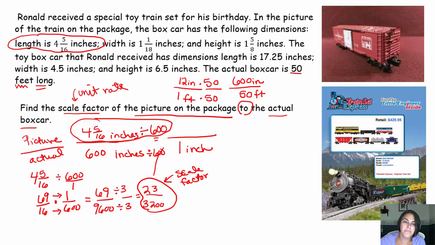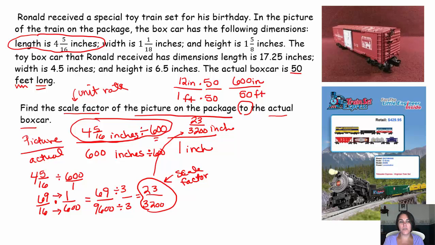Okay? That means that if the actual boxcar was just an inch long, the length of that boxcar in the picture on the box would be 23 out of 3,200ths of an inch. If you took an inch and you broke it into 3,200 parts and you had 23 of those 3,200 parts, that's how teeny tiny that picture would be.